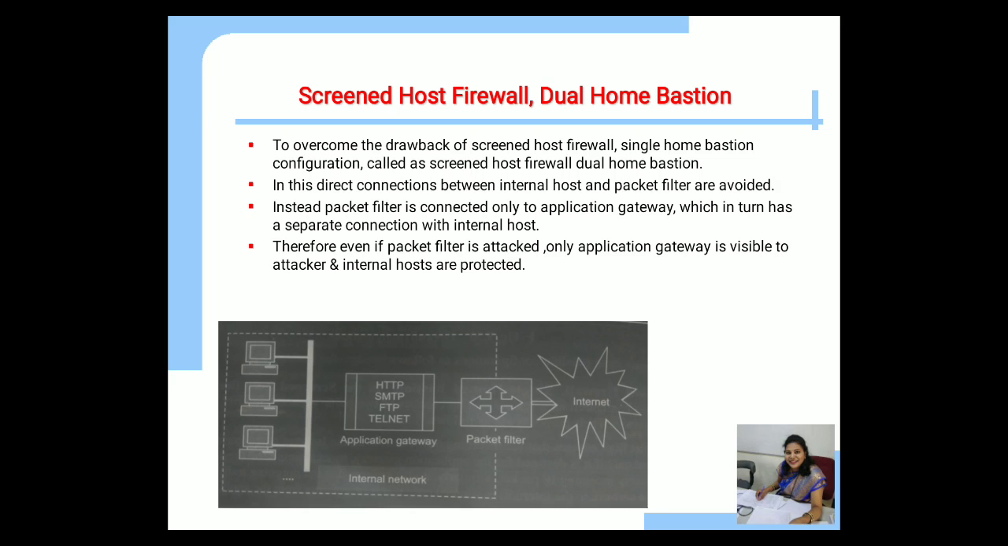In this, the direct connection between the internal host and the packet filter is avoided. Instead, the packet filter is connected only to the application gateway, which in turn has a separate connection with the internal host. Therefore, even if the packet filter is attacked, only the application gateway is visible to the attacker, and the internal hosts are protected. But if the packet filter as well as the application gateway is attacked, then your internal host is exposed.